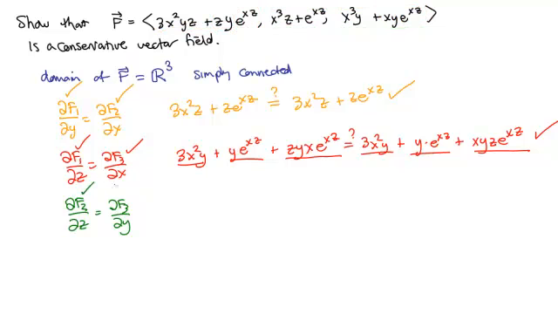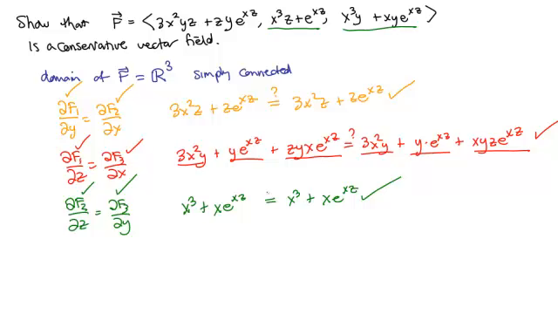Finally, let's focus on these last two bits. The derivative of the second component with respect to z, well, that's going to be x cubed plus e to the xz times the derivative of the inside, which is x. On the other hand, the derivative of the third component with respect to y is going to be x cubed plus x e to the xz.